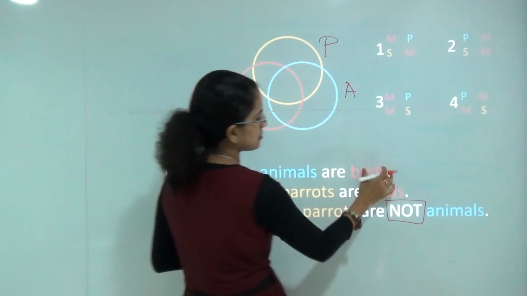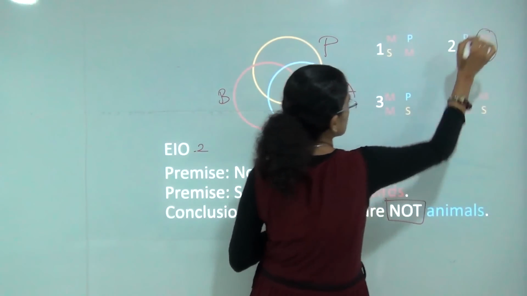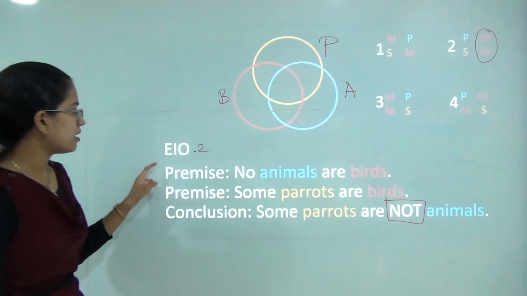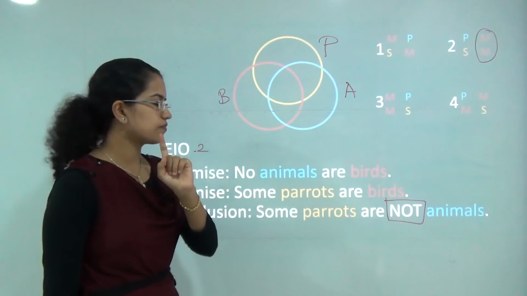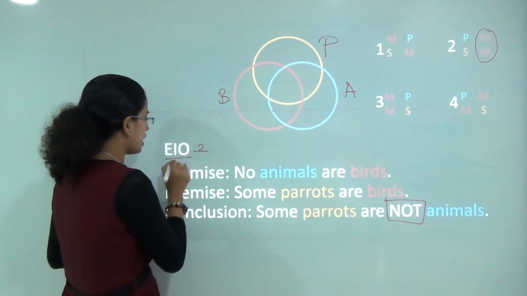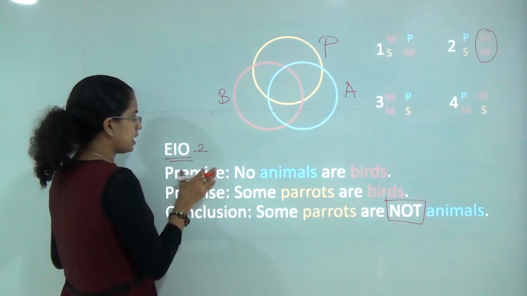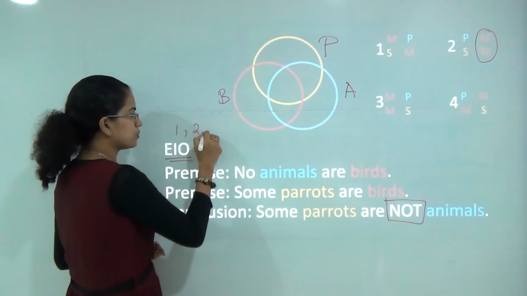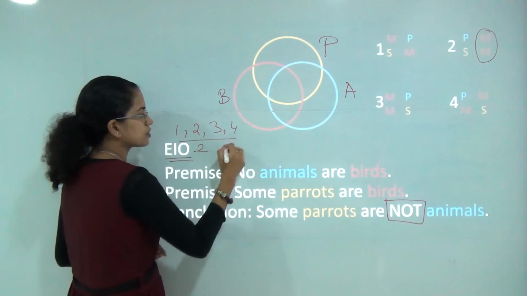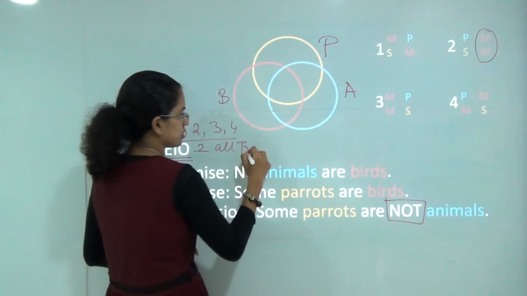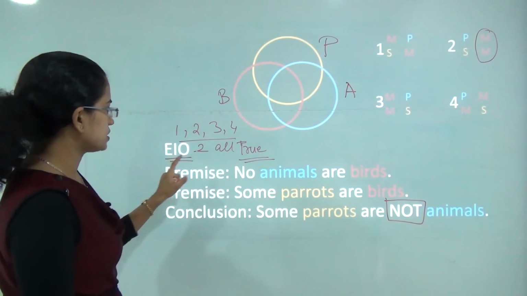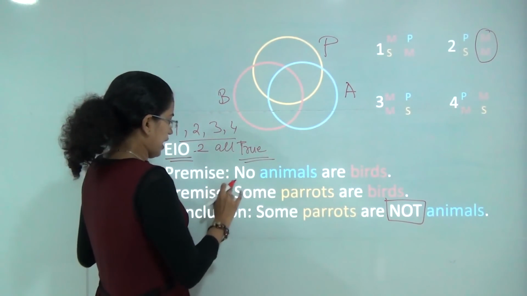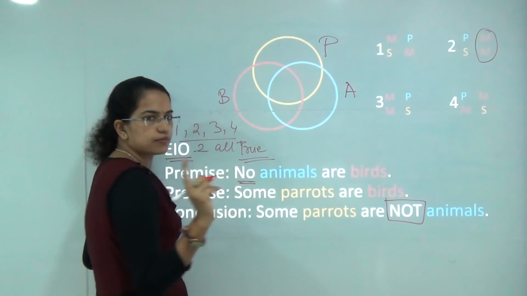So the cancelling terms are towards the end. So this is the case that is formed. So I have EIO case 2. Now there is an interesting fact to know about EIO, that in EIO, be it case 1, 2, 3 or 4, all would be true. Now let's see how. So we would be discussing first case 2, and we would be discussing the universal premise first.